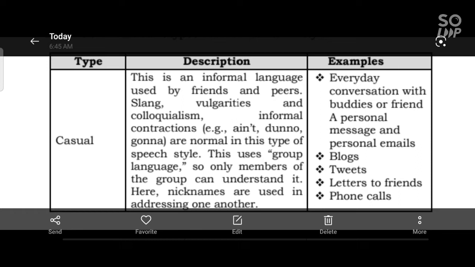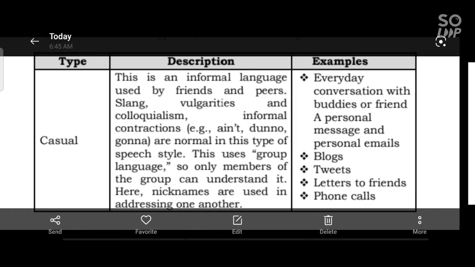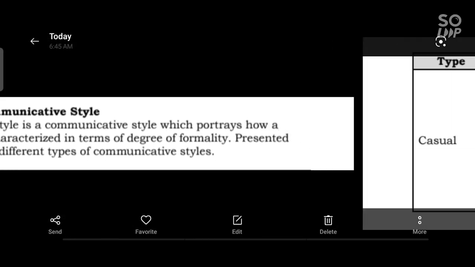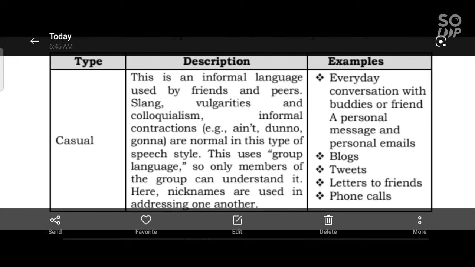Slangs, vulgarities, and colloquialism, informal contractions like ain't, dunno, gonna, are normal in this type of speech styles. This uses group language, so only members of the group can understand it. Nicknames are used in addressing one another. So in this type of communication or style, you are talking to a person who is close to you.